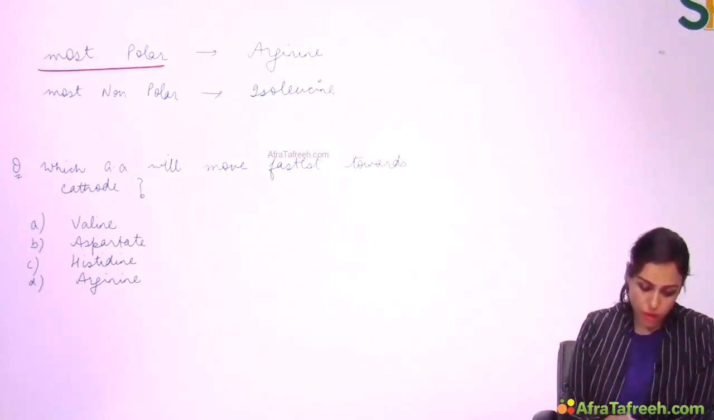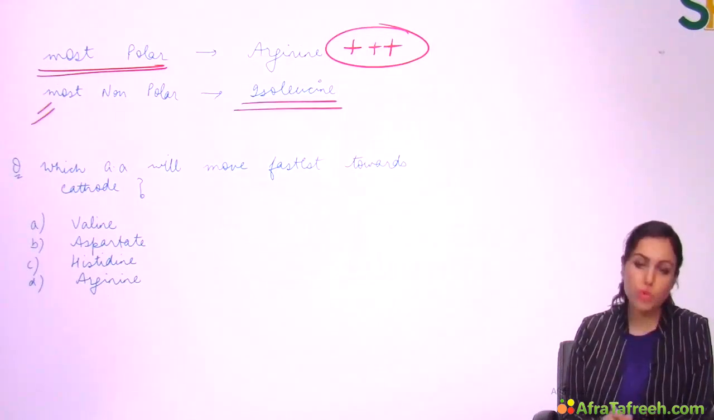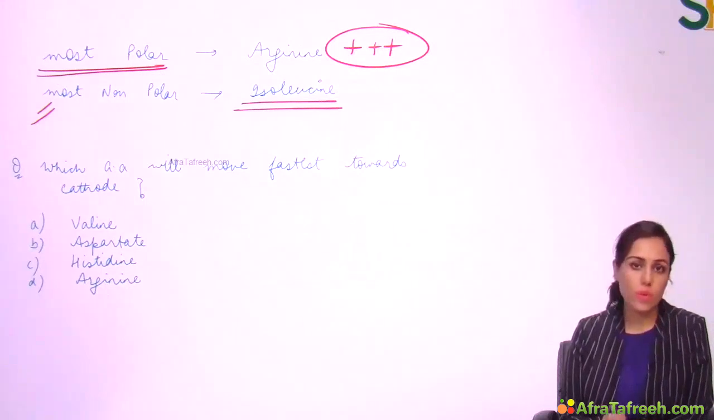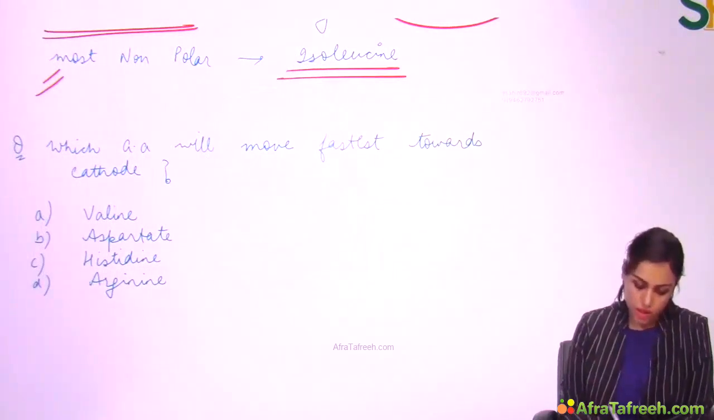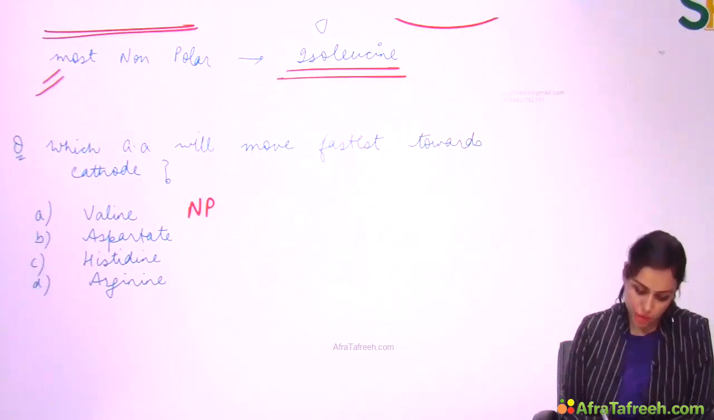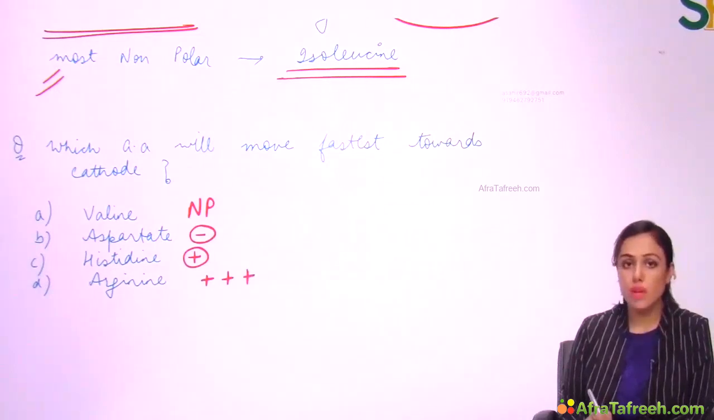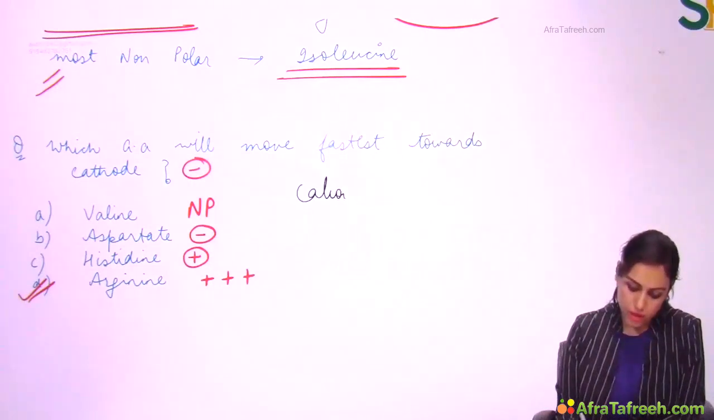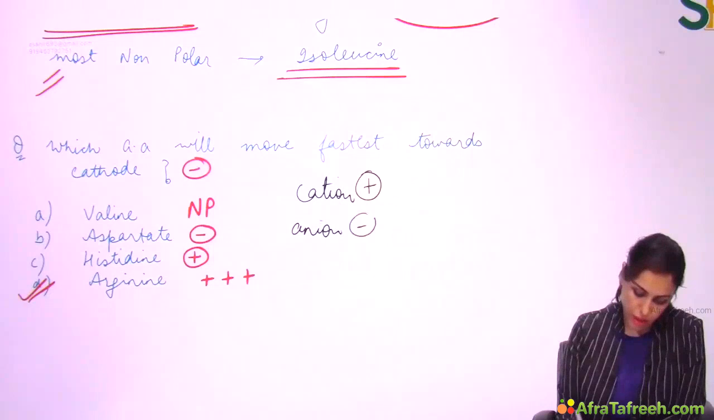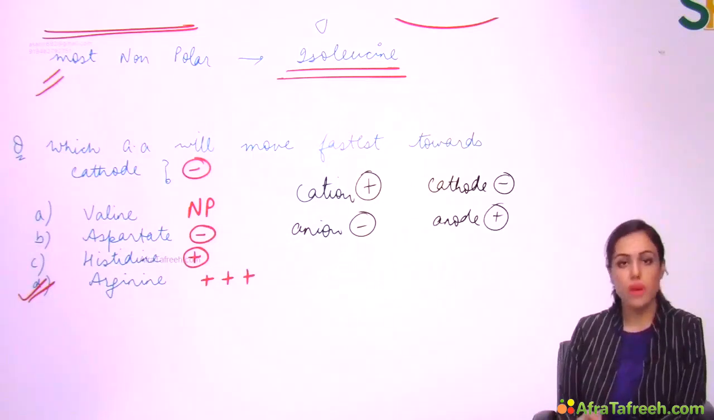Okay, now out of all amino acids, if they ask you which is most polar, then arginine because it has 3 positive charges, and most non-polar is isoleucine, which is aliphatic amino acid. Now solve this question. Which amino acid will move fastest towards cathode? See, valine is non-polar. Aspartate is having negative charge. Histidine has 1 positive charge. Arginine has 3 positive charges. So what is the answer? You know cathode is negatively charged, so answer will be arginine. Be careful, cation is positive, anion is negative, but cathode is negative, anode is positive, right? Be careful with this thing.